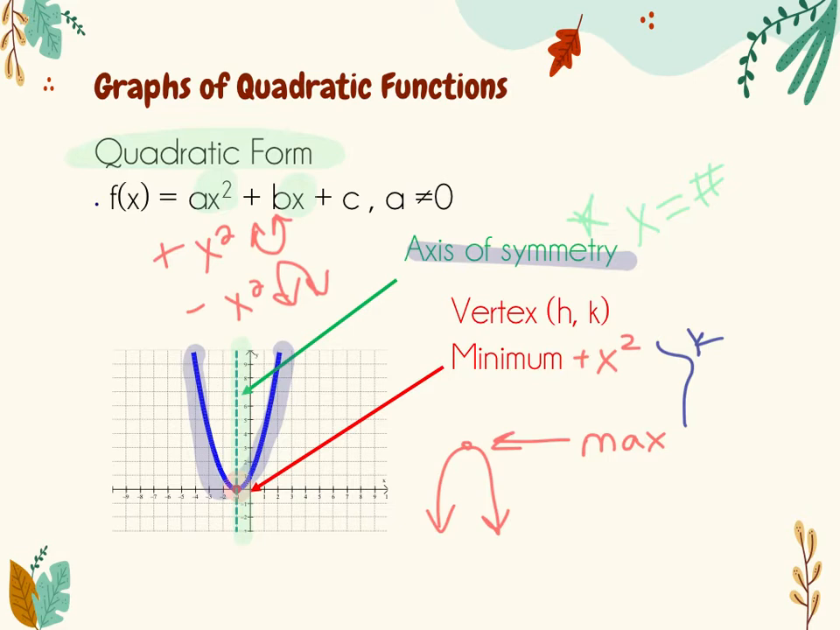So would the axis of symmetry of this one be x equals -1? Correct. Yep. So the question just was, would the axis of symmetry be x equals -1? The answer is yes. Okay.